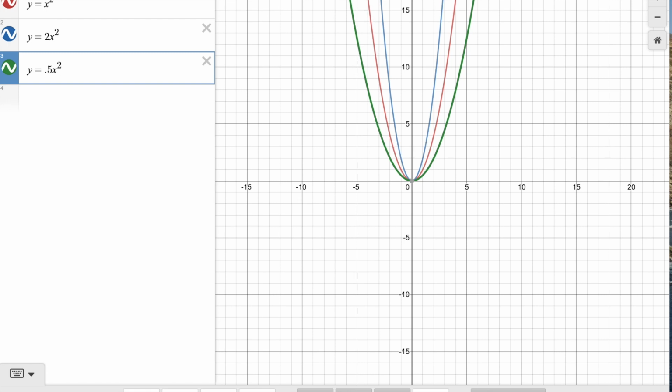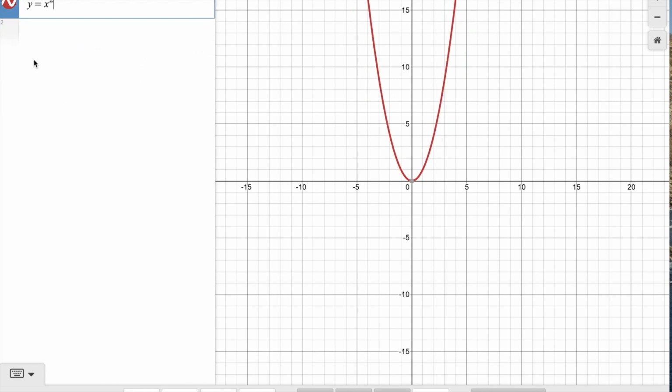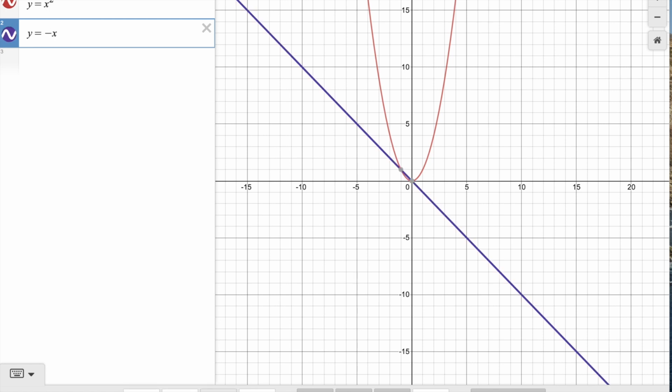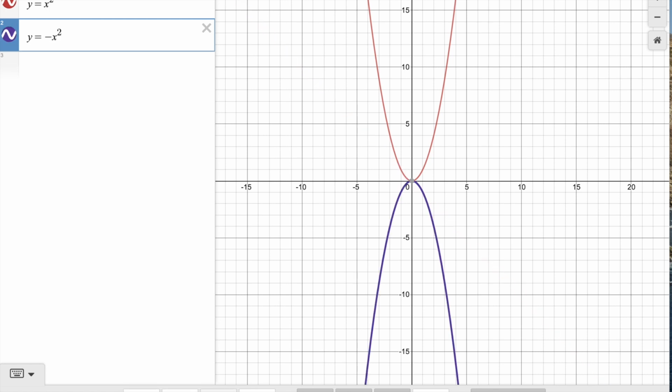Anyhow, let's get rid of these two, and let's check out what happens if we put in y equals negative x squared. You guessed it. It took the parabola and it made it open down, but we already knew that. Remember, a negative coefficient is opening down.